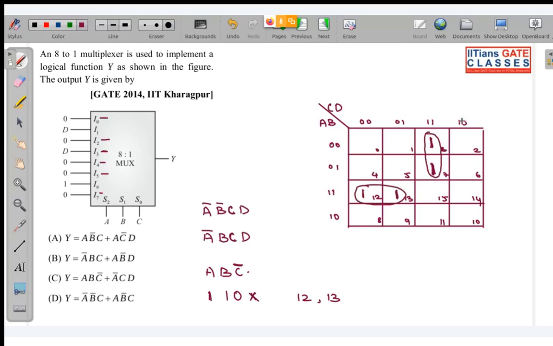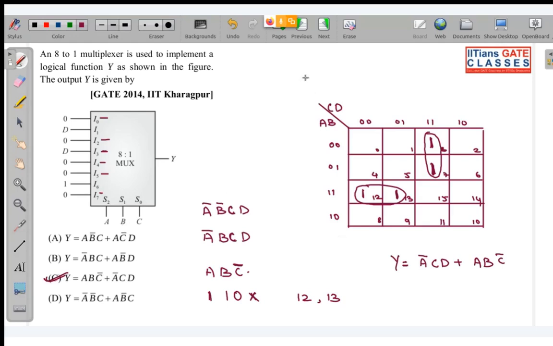So if I write your minimized expression, this will be A complement CD plus, for this one it will be AB, and over here C complement. So which option do you see? A complement CD, AB C complement. So option C is correct. Directly like this you can solve the question.